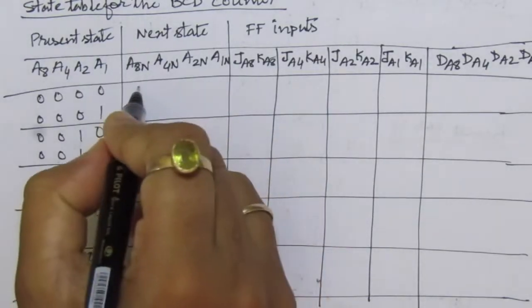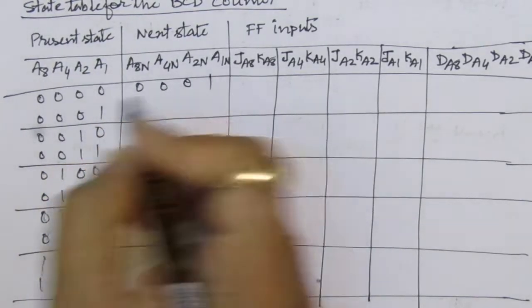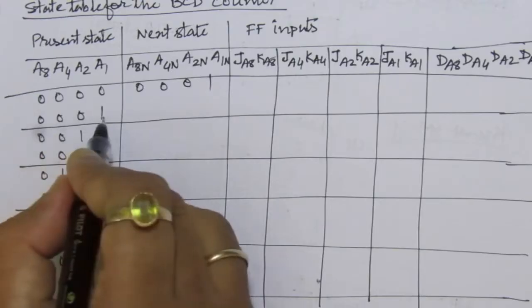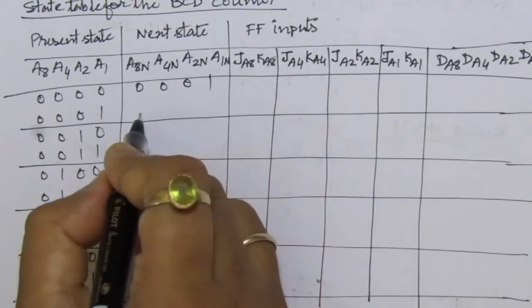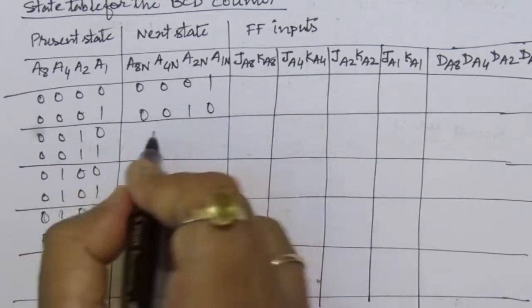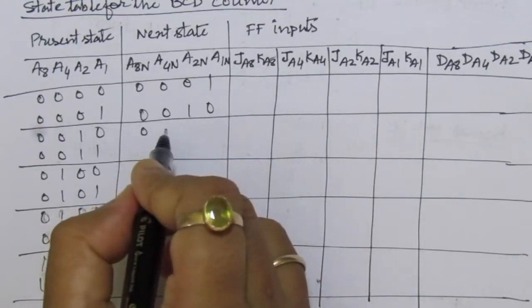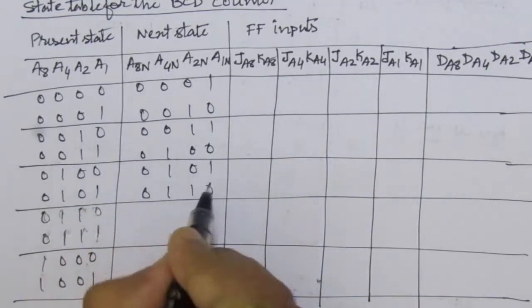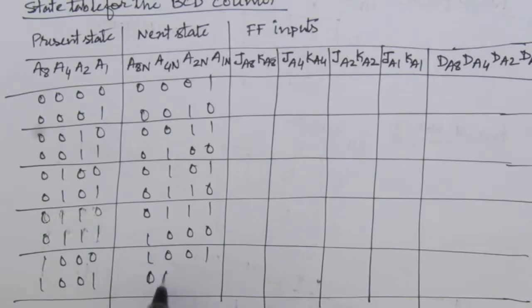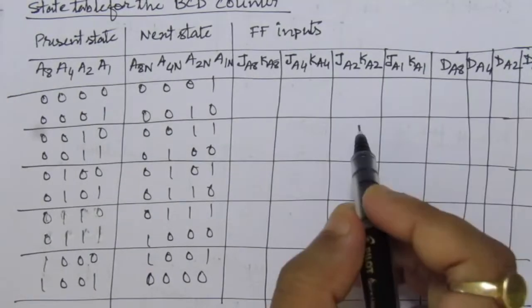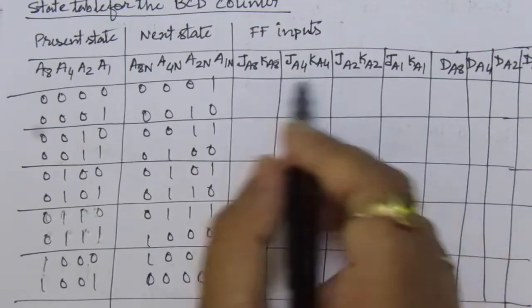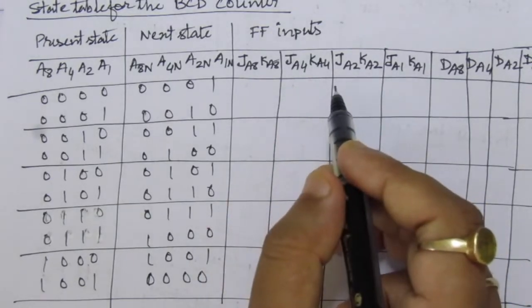So here we'll have 0001. Here we have 0001, so you have to make this 2. So 2 is 0010, and similarly so on. After 9 we have to go back to 0000. We have to use the excitation table of JK flip-flops for finding out the JA and KA inputs.